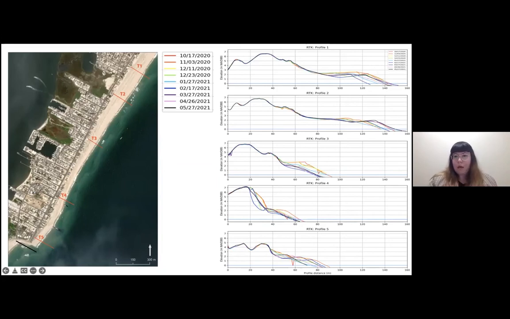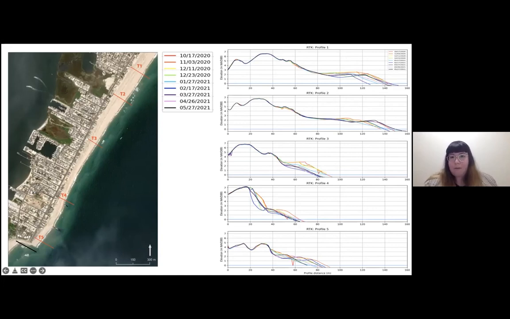I just want to point out a few things here. We have profiles 1, 2, 3, 4, and 5, with 1 at the northernmost section and 5 at the southernmost section. Looking at this as a whole, you can see that profiles 1 and 2 are nearly double the length or the width of profiles 3, 4, and 5. This is just showing the variability of the beach, even within this 1-mile section of Holgate.